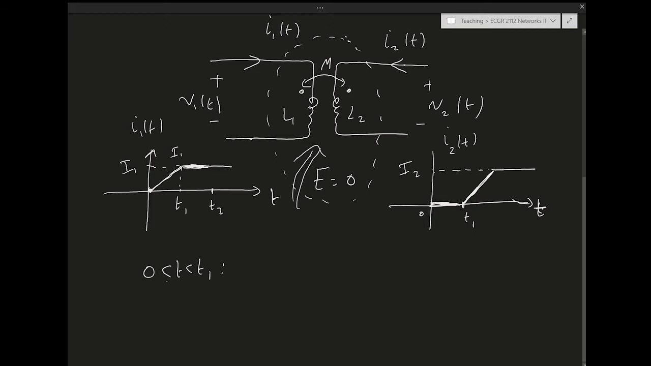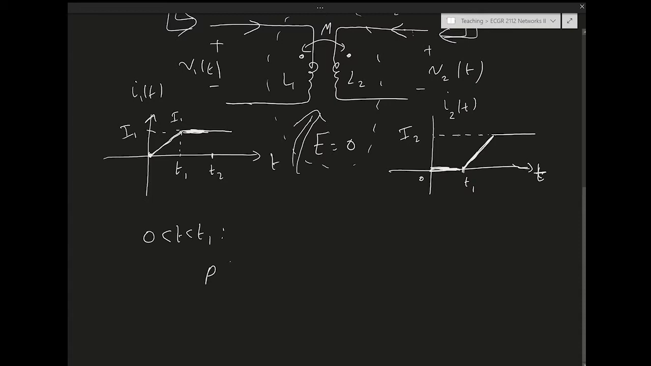So when t is 0 to T1, no energy can come from the secondary side, because I2 is 0. So no energy can come from this side. All the energy pumped into this configuration is coming from the primary side. Well, what's that energy? We know the power, P of t coming in, is just V1 of t times I1 of t. That's what the power is.